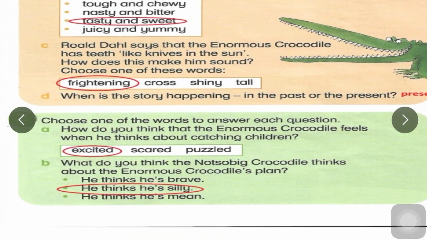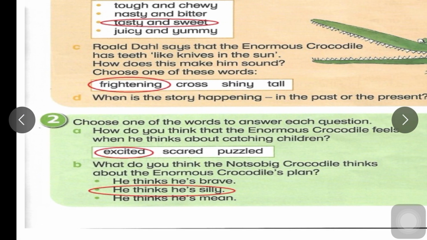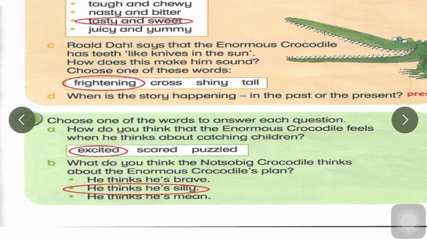The next question, how do you think that the enormous crocodile feels when he thinks about catching children? Excited. And the last question today is, what do you think the not so big crocodile thinks about the enormous crocodile? He thinks he is what? Very good. Silly.